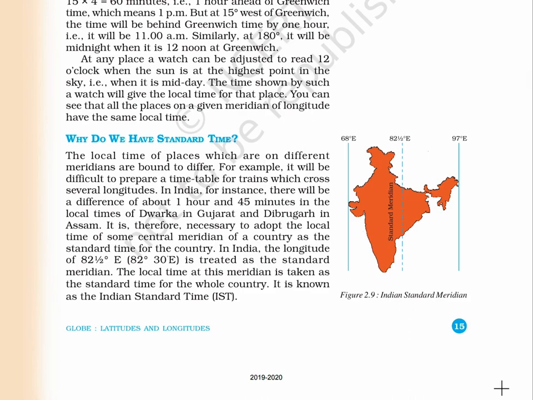That is 82.5 degrees east or 82 degrees 30 minutes east. On our right, we see 97 degrees east longitude, and on our left, we see 68 degrees east longitude. Page number 16.